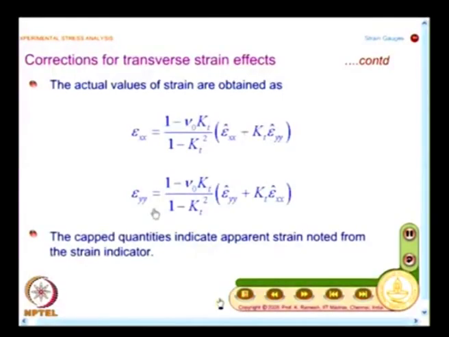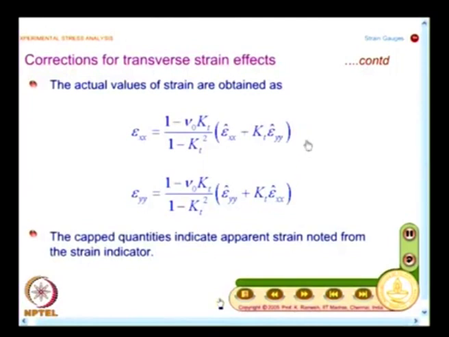So, we similarly get epsilon y y equal to (1 minus nu naught k t) divided by (1 minus k t squared) multiplied by epsilon y y cap plus k t epsilon x x cap. And what you need to understand is, suppose somebody comes and gives you a strain gauge. We have already seen in strain gauge instrumentation, what you have as gauge factor is experimentally measured. It is not a value calculated from an analytical equation. The manufacturer does this experiment, pasting it on a cantilever beam, and then finds out and reports it for each batch.